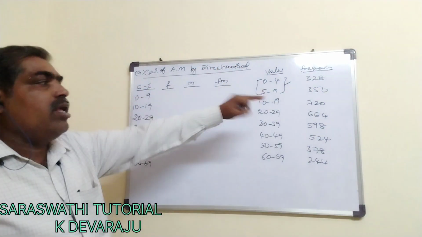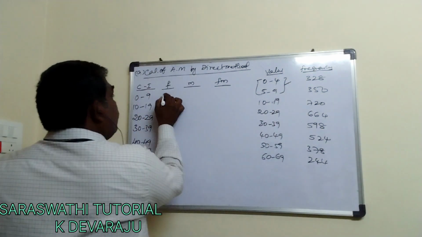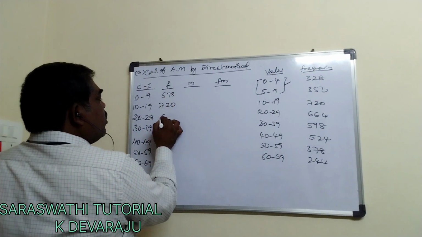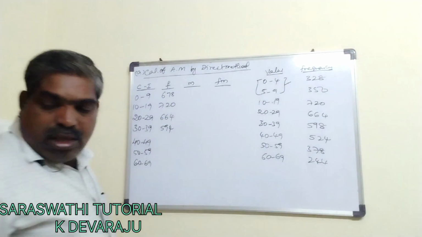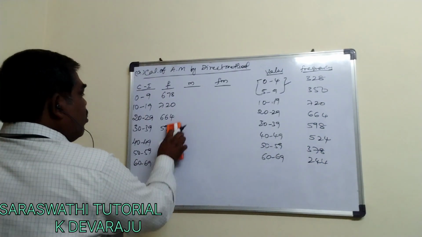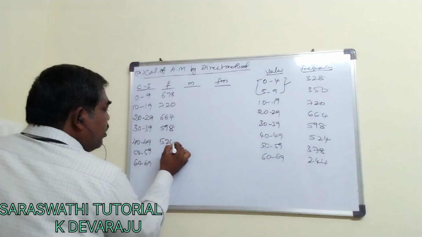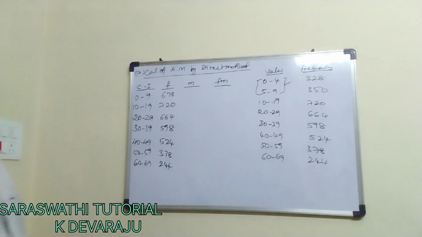Frequency will be 328 plus 350, which is collectively 678. Then 720, then 664, then 598, 524, 378 and 244. The remaining procedure will be the same.